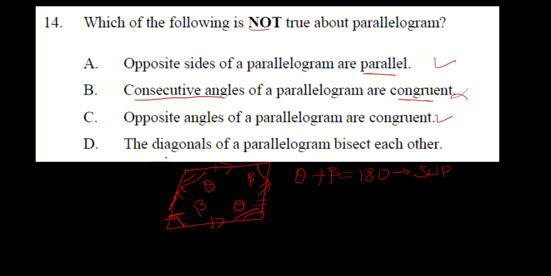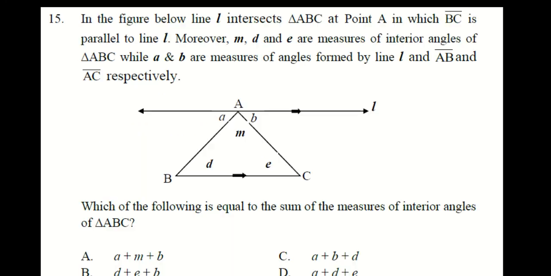True, we said it. And the diagonals of a parallelogram bisect each other. Yeah, this is also another property. When you draw two diagonals, they will cut equally. They bisect each other. Two diagonals bisect each other means the length from here and this one are equal, and these two are also equal when you draw two diagonals. So this is the answer for question number 14, a theoretical question.